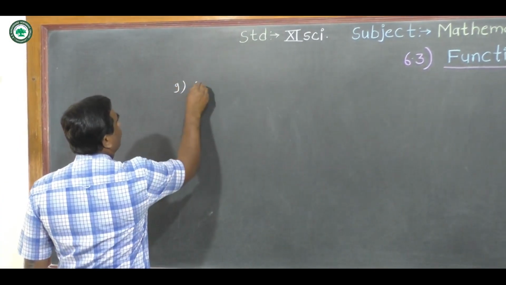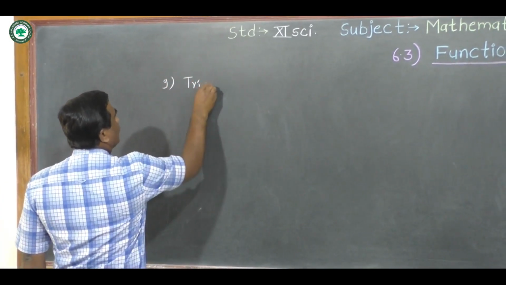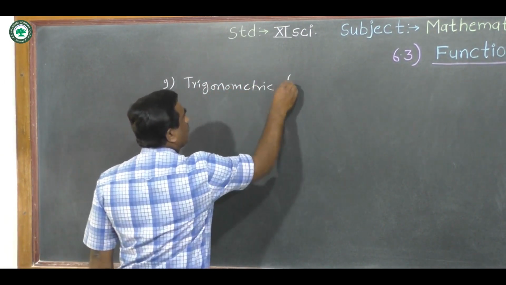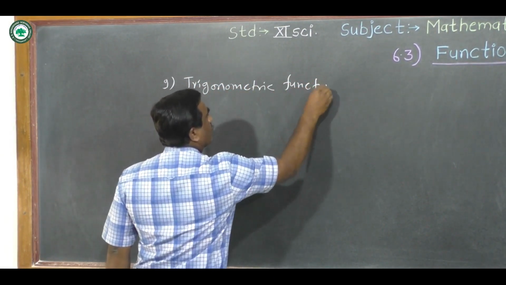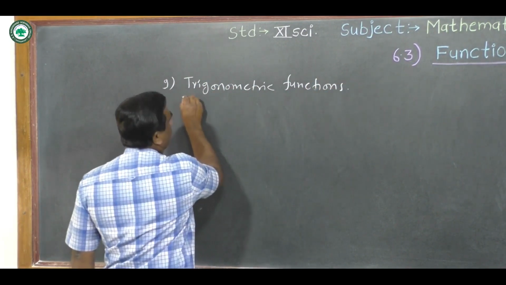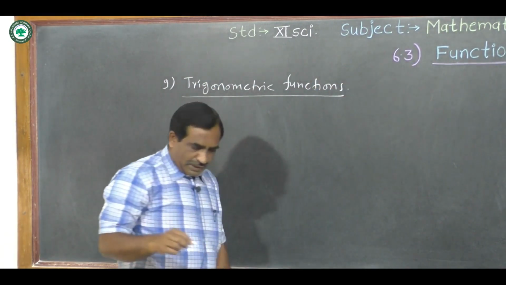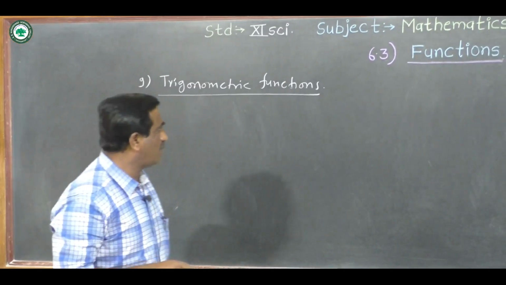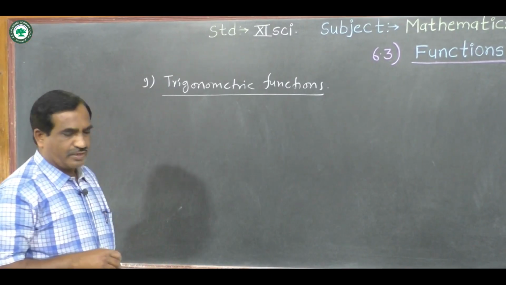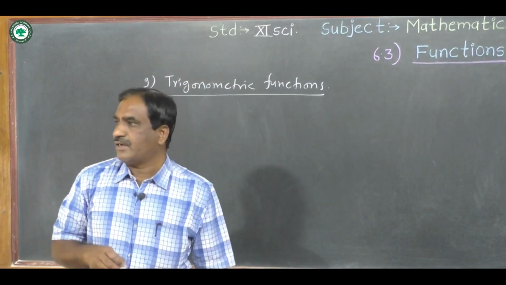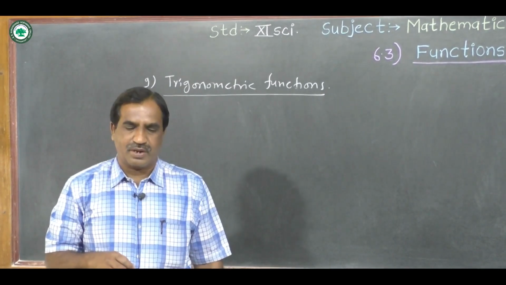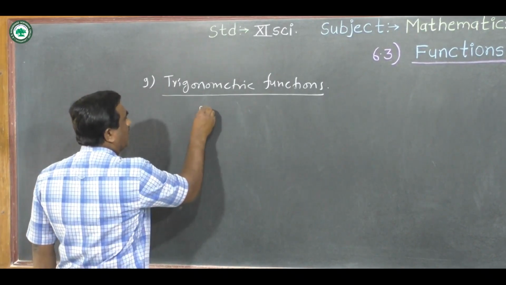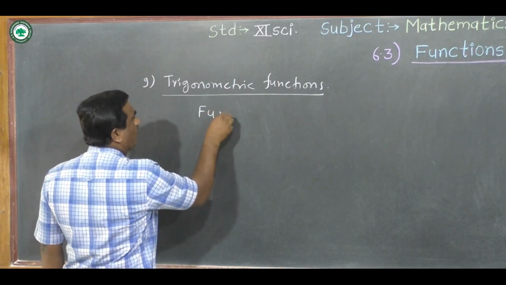Number 9, trigonometric functions. Now we know that trigonometric functions are tan, cos, sine, cot, sec and cosec. Now we see domain and range for the trigonometric functions. Now here you can write in tabular form.